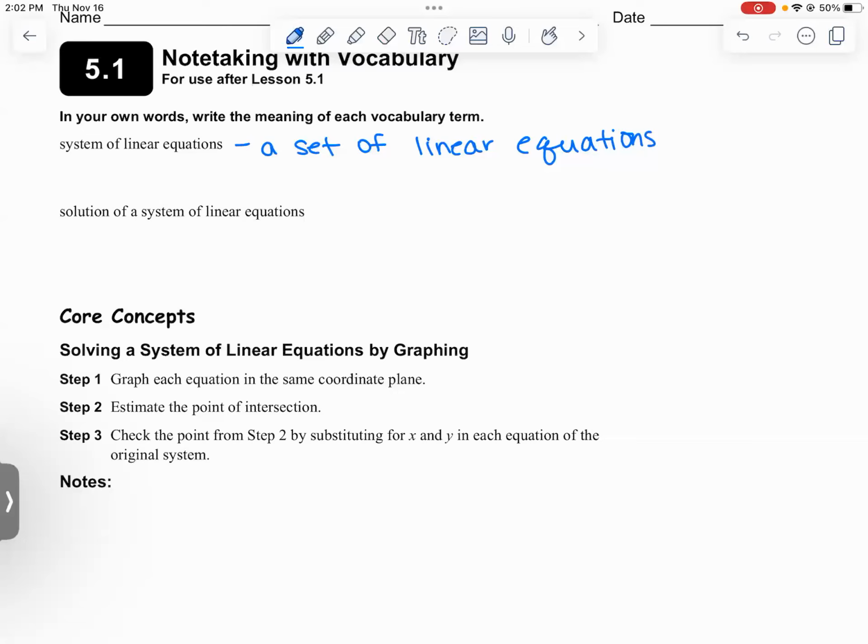You are not using an expo marker to take notes. Try again. One thing. I use... No.